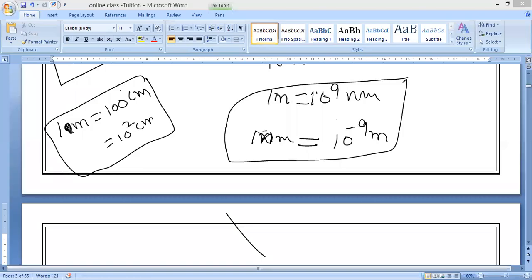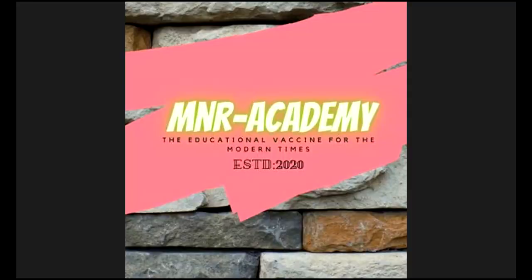Smallest atomic radius? Anybody? So if we take, again, as we know, elements, can anybody give examples of elements, please? Oxygen, nitrogen, copper, helium, chlorine, and so on. Now, whose atomic radius is smaller and whose atomic radius is bigger?